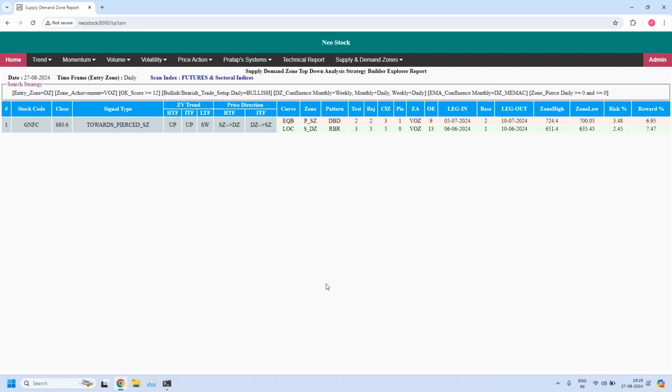Okay, but here one more point you should observe. This daily demand zone, this is the entry time frame, is also a high liquidity zone. Okay, this is about the bullish trade setup for monthly income trade.